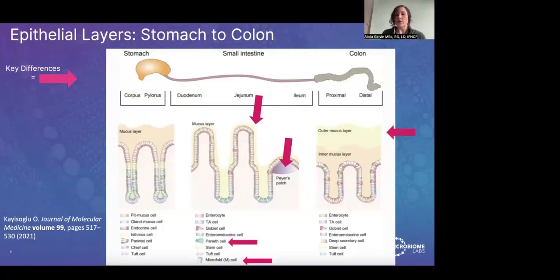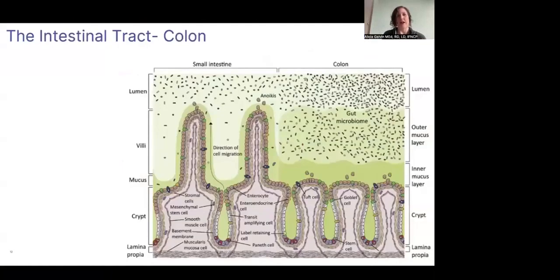And then in the colon, you'll see that there's a much, much thicker mucus layer. We have an outer mucus layer as well as an inner mucus layer, whereas in the small intestine, we have just a kind of thin mucus layer. And then in the colon, it's much, much, much thicker. And part of that is because we have a very large amount of colonic bacteria in our colon. So we need to have that mucus layer much more robust to help as that buffer. And you've heard us at Microbiome Labs talk a lot about the mucus layer. And as I mentioned, there's an inner and an outer.